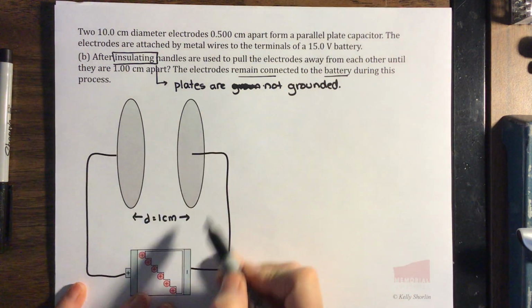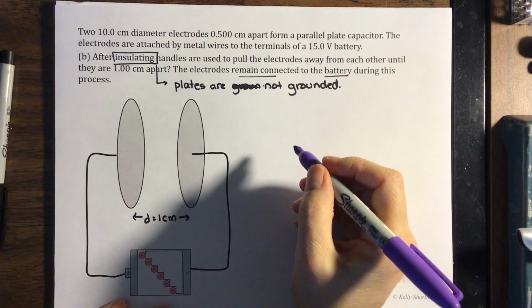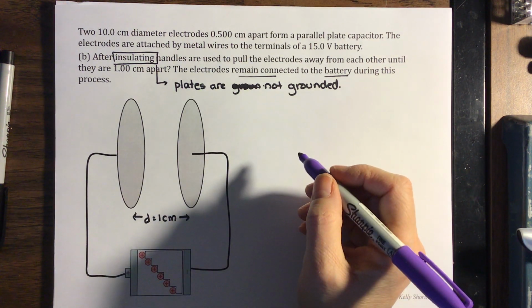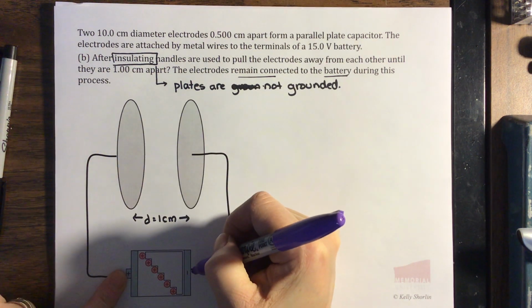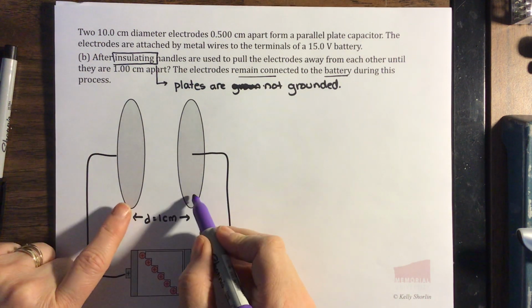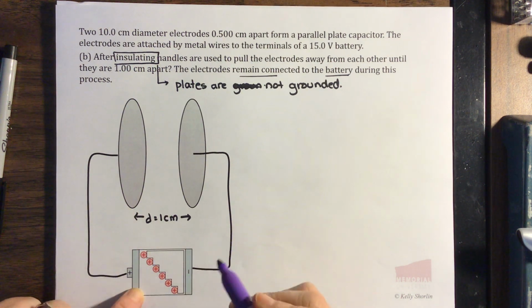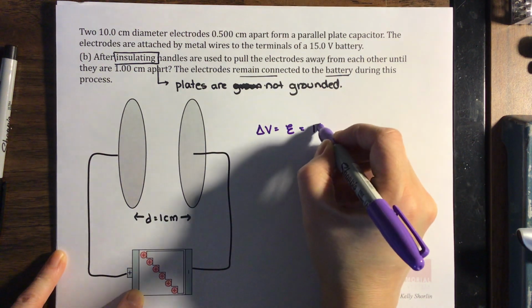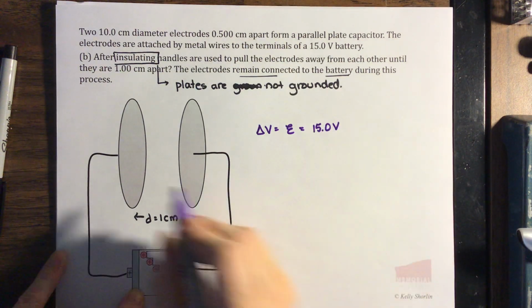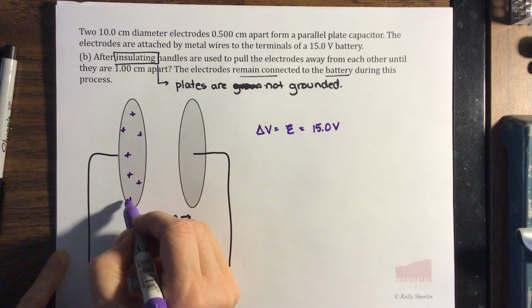I'll start over. If we're still connected to the battery, then the battery is still going to charge the plates of that capacitor to have the same potential as the battery. Okay, we're still connected to the battery, so delta V is still equal to the potential of the battery, which is 15 volts.